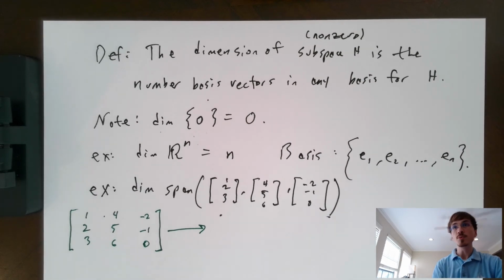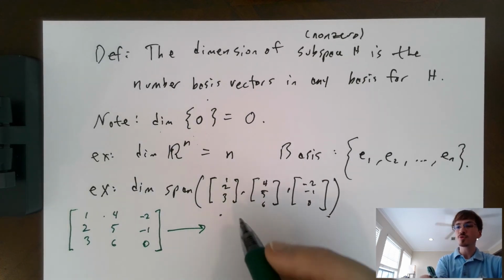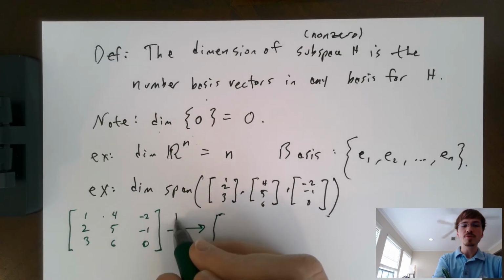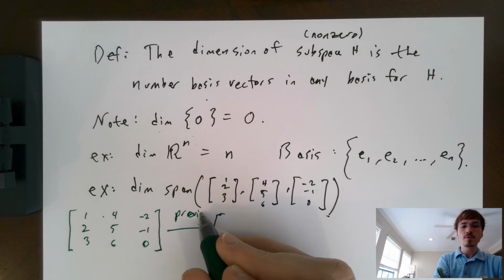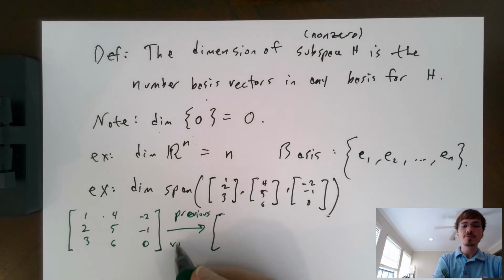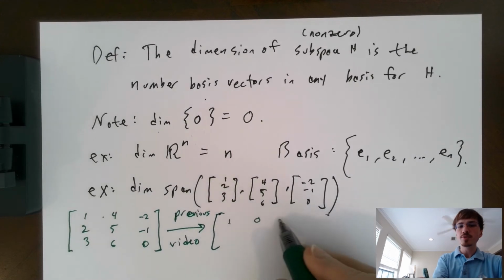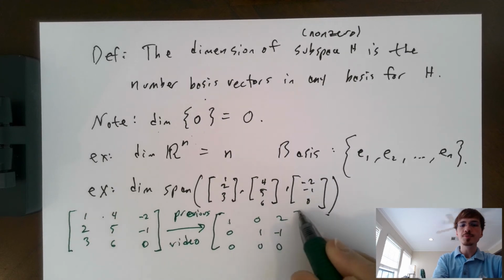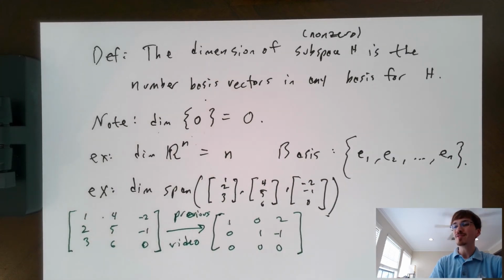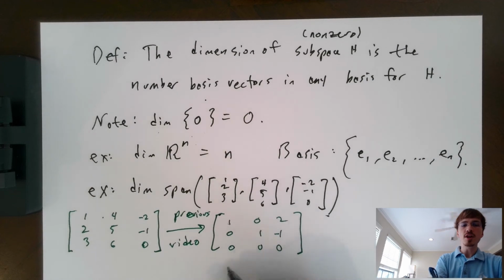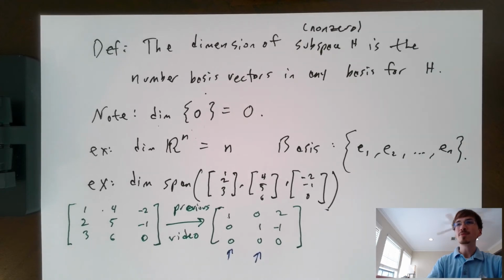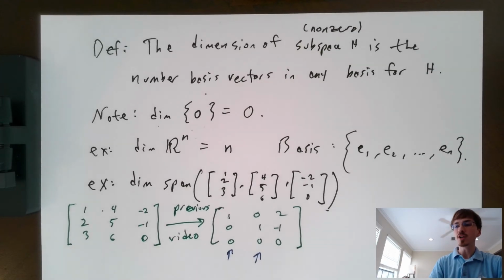Well, in the previous video, we saw that this has reduced row echelon form. This is where I grabbed this example. We have the reduced row echelon form of 1, 0, 2, 0, 1, -1, 0, 0, 0. So where are our pivot columns? The pivot columns are in the first and the second columns, right? So how many pivot columns do we have? We have two pivot columns.